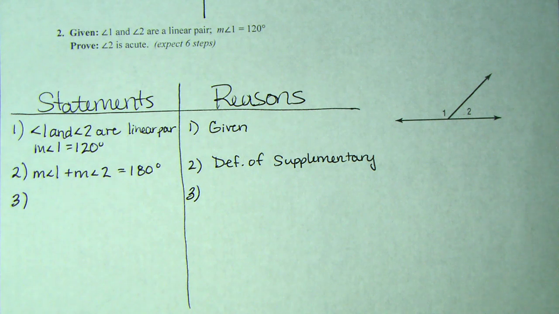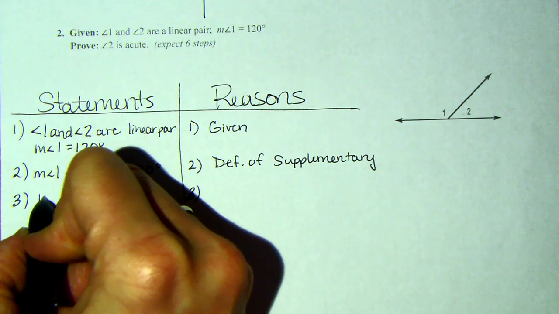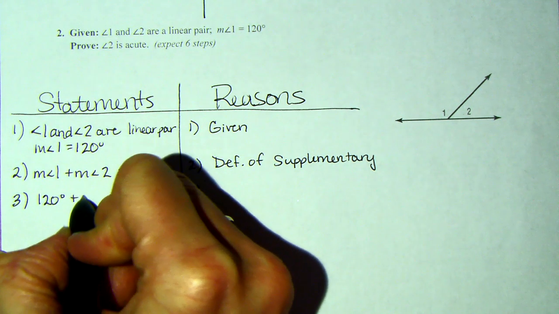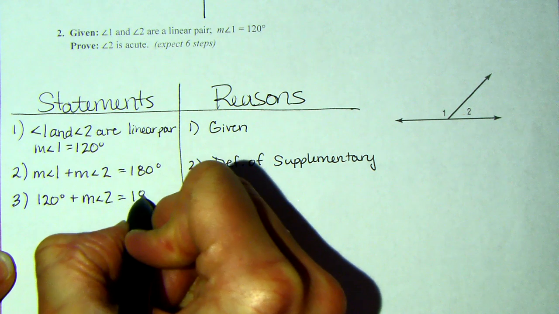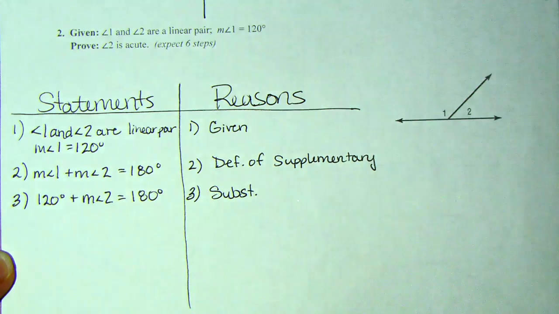Okay? Anybody know where we're going next? We have to show, by the way, I don't know if I said the prove statement, that angle 2 is acute. What does that mean? Less than 90. Okay. Basically, I have to find out what angle 2 is, right? Okay. How are we going to do that? What are we substituting? Angle 1 is 120. So I'm going to write 120 degrees plus the measure of angle 2 equals 180 degrees. And that is substitution.